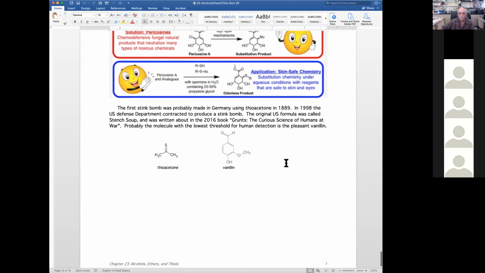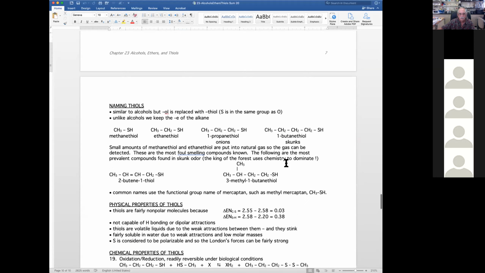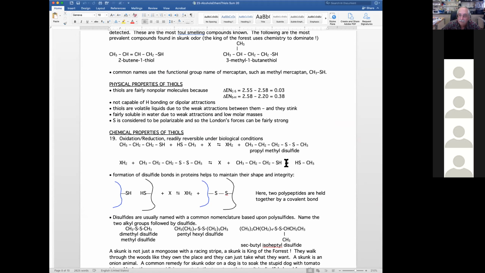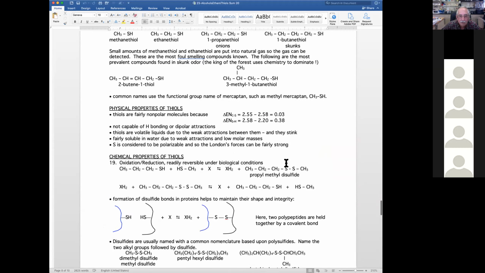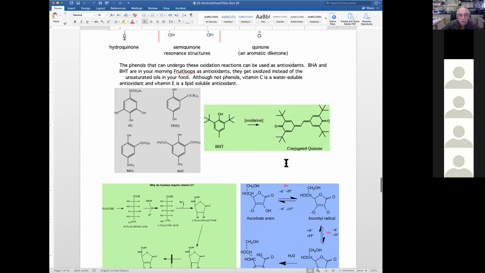So I guess we went through the entire chapter. Can anybody, can you review the naming of the disulfides again? I'm confused why we don't put numbers, like 1-methyl or 1,2-methyl.